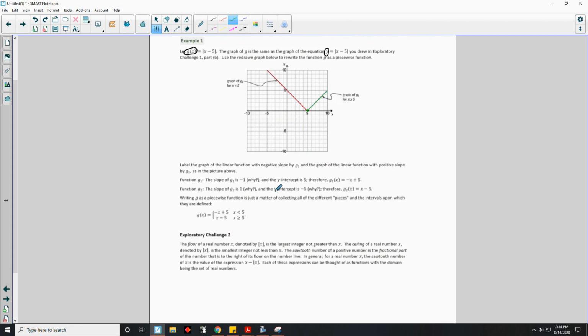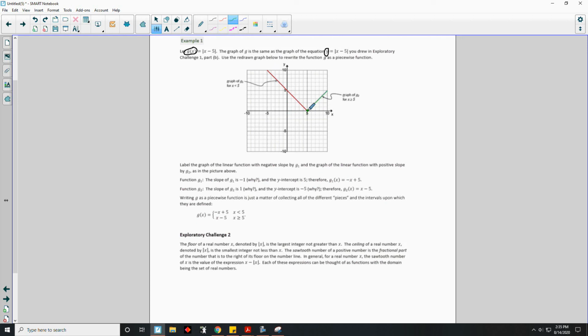Okay, so the slope of g sub 1 is negative 1. Why? And the y-intercept is 5. If you take this point here, you go down 1, right 1, down 1, right 1, down 1, right 1. That is a slope of negative 1. That is rise over run. We rose a negative 1 and we went right 1.